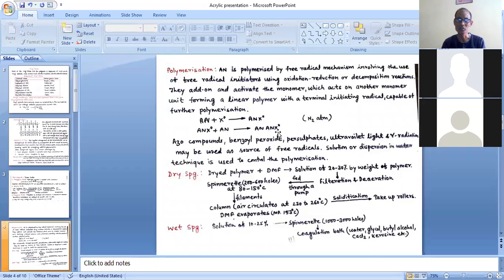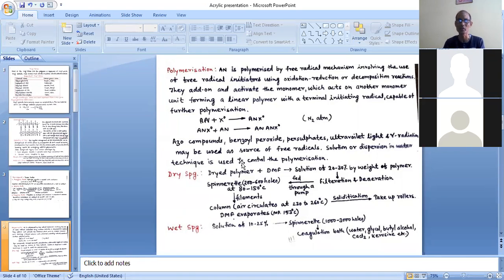In this way, this is a continuous process. This adding on of monomers to the macromolecule chain goes on continuously, and this is known as addition polymerization. With the help of addition polymerization, which is done by free radical mechanism in case of acrylic, we are getting polyacrylonitrile at the end.